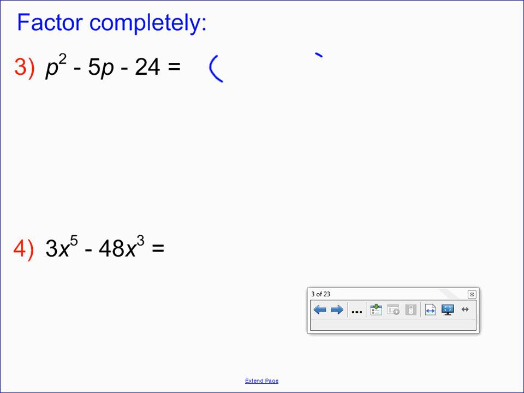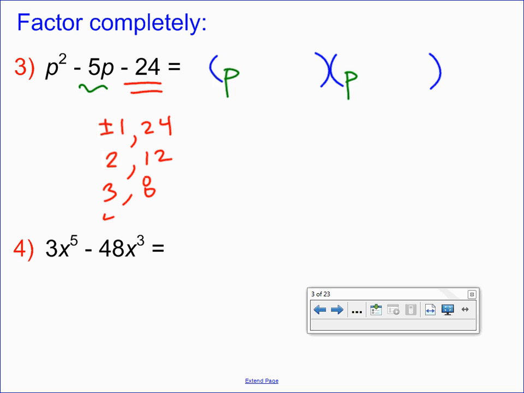We're going to rewrite this as a product of two binomials where my placement, p and p, is going to create an outer product and an inner product that sum to give me that middle term, negative 5p, after we decide on my factors of negative 24, that multiply to give me negative 24, but sum to give me that negative 5. So everybody, let's go ahead and make my list of factors for negative 24. Plus and minus 1 and 24 is one integer pair of factors, but also 2 and 12, but also 3 and 8, and also 4 and 6.